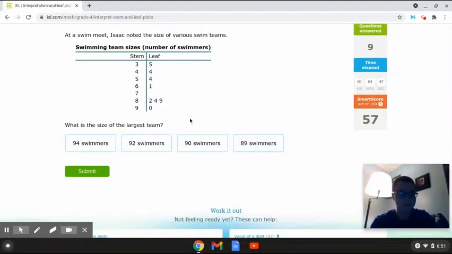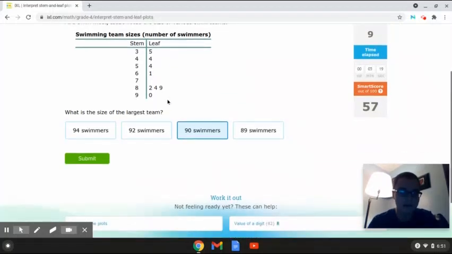All right, so let's see here. If we look, 89 is less than 90, so we know it can't be that. So we're left with 90, 92, and 94. But if we look, the numbers 92 and 94 are not given. It just gives us 90. So we can cross these two out, and that leaves us with 90. So the answer for this problem is 90 swimmers, because that is the number given for the last digit, and therefore 90 swimmers is the size of the largest team. And that is how to solve this problem. So let's move on to the next one.